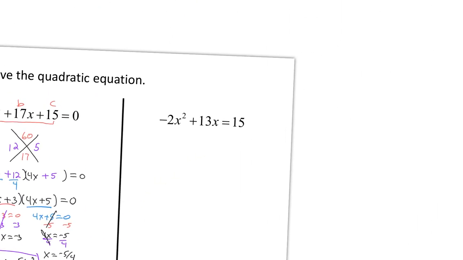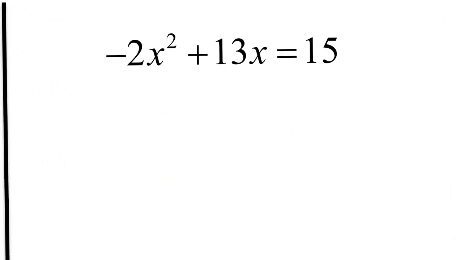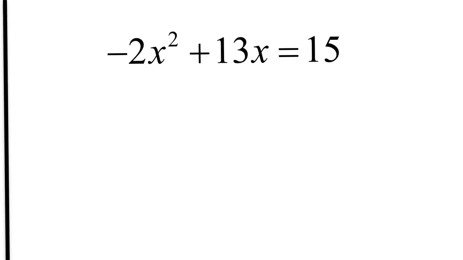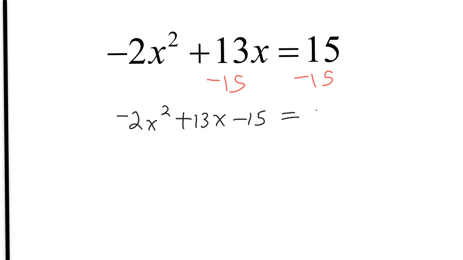The next one, you guys don't have equal to 0. So the first thing is you must get everything equal to 0. So I am going to subtract this 15 here, and I'm going to do the same thing to the other side. That way I'm going to have everything on one side. So I'm going to have the negative 2x squared plus 13x minus 15 equal to 0. Now guys, everything is equal to 0 and you factor.